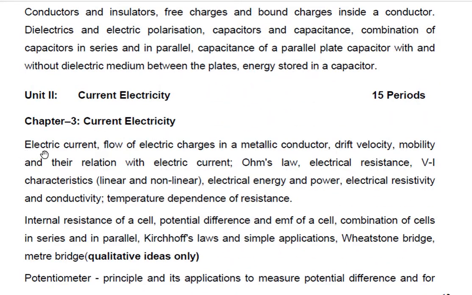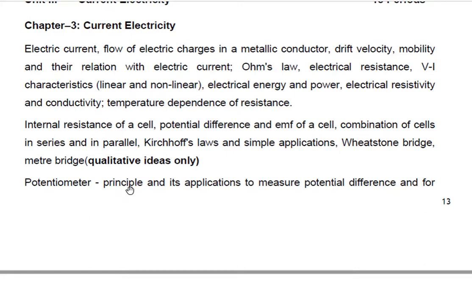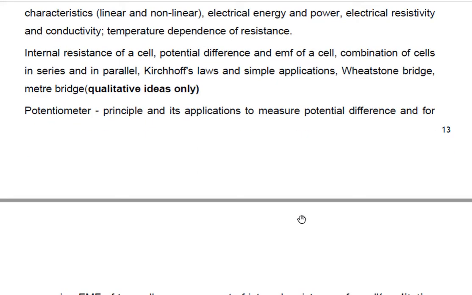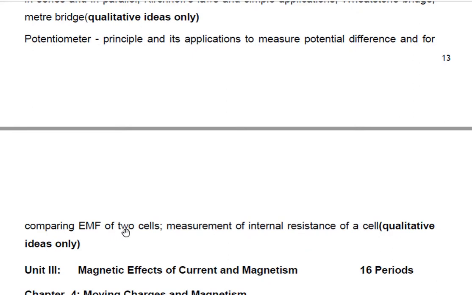Next is chapter 3. So electric current, flow of electric charge in a metallic conductor, drift velocity, mobility and their relation with electric current, Ohm's law, electrical resistance, IV characteristics, linear and non-linear both, electrical energy and power, electrical resistivity and conductivity, temperature dependence of resistance, internal resistance of a cell, potential difference and EMF of a cell, combination of cells in series and parallel, Kirchhoff's laws and simple applications, Wheatstone bridge, meter bridge, only quantitative ideas for meter bridge, potentiometer, principle and its application to measure potential differences, and for comparing EMF of two cells, measurement of internal resistance of a cell, only quantitative ideas.